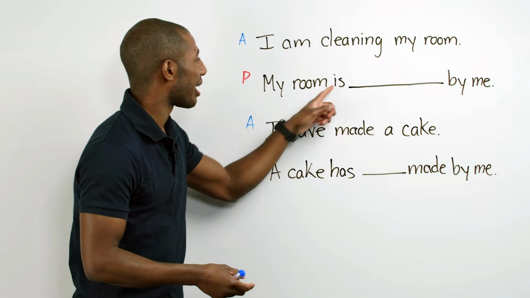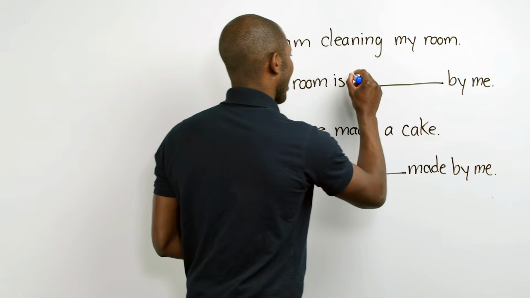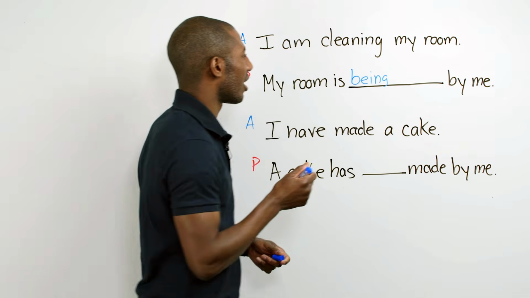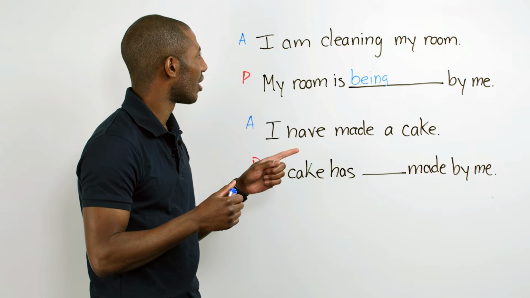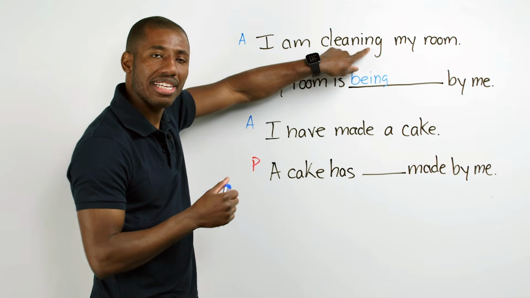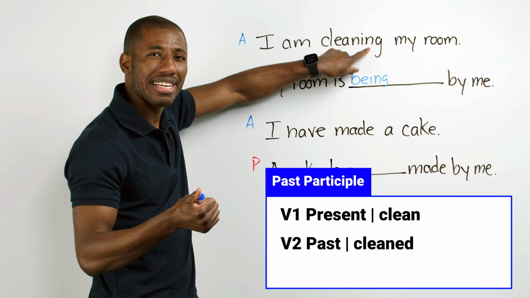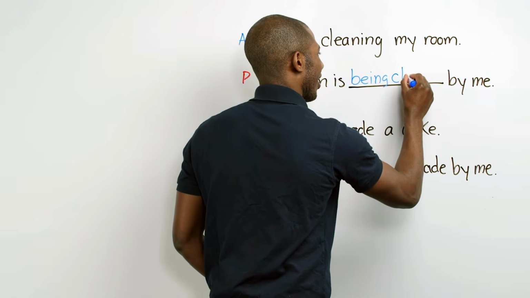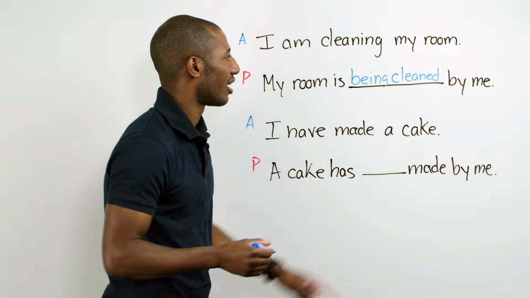So my room is being. Oh, that's a great to be verb to use. Being, but I'm missing the past participle. In our action, in the active voice sentence, we have cleaning. So we have clean, cleaned, cleaned. My room is being cleaned by me.